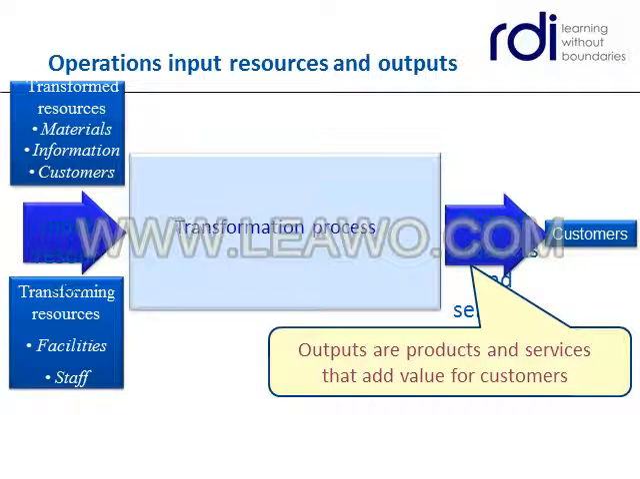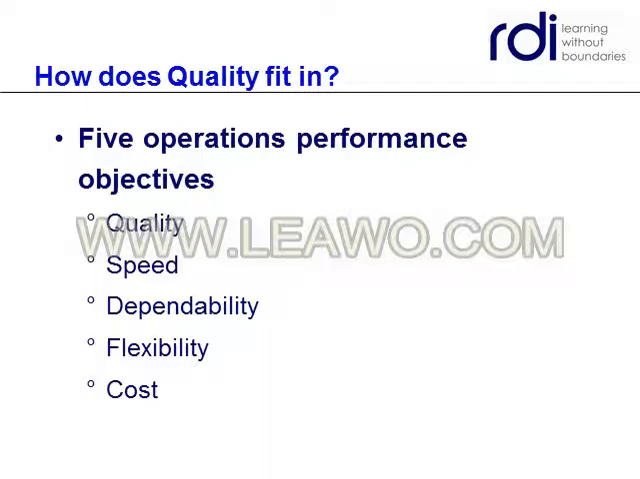The inputs are of two kinds. First, there are transformed resources. These could be materials or information, but they could also be the customers themselves. Think of a hospital or a hairdresser. Then there are the transforming resources, either staff or equipment, who carry out the transformation. The transformation itself can be of various types, and more details are given in the iLearn materials.